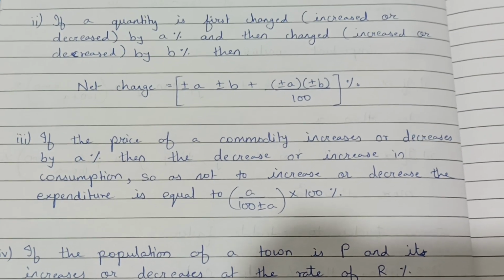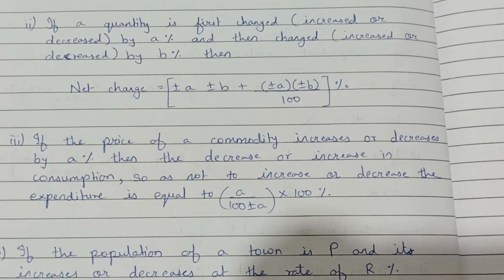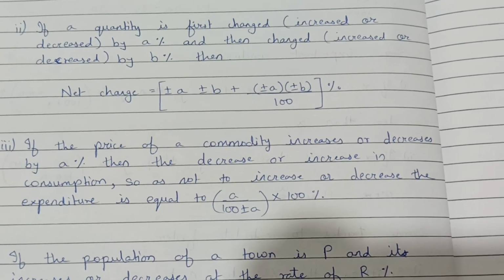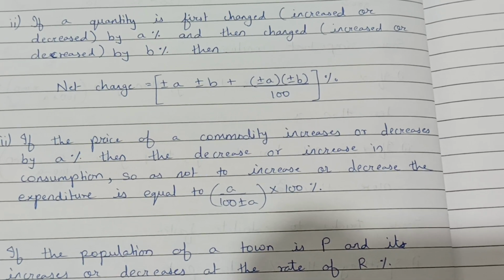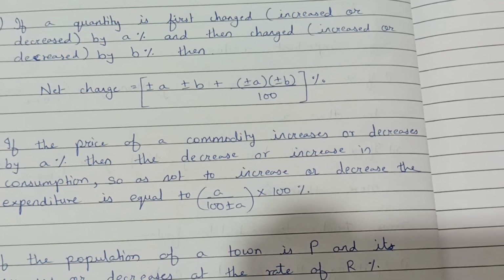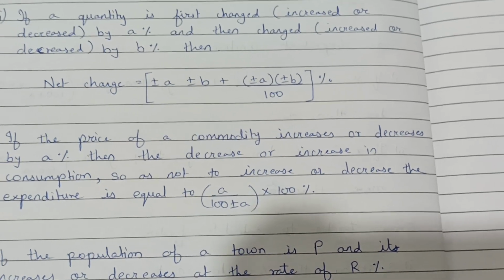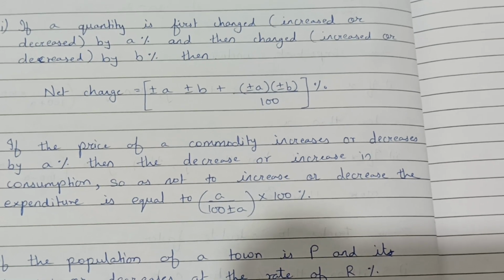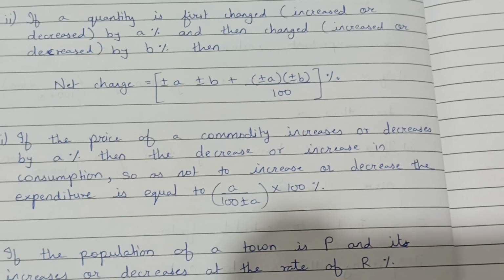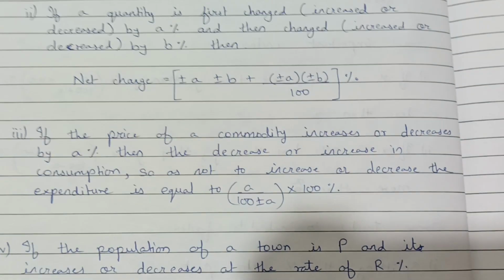Third, if the price of a commodity increases or decreases by a%, then the decrease or increase in consumption so as not to increase or decrease the expenditure is equal to a upon 100 plus or minus a into 100 percent. The formula you have to read, memorize, learn.